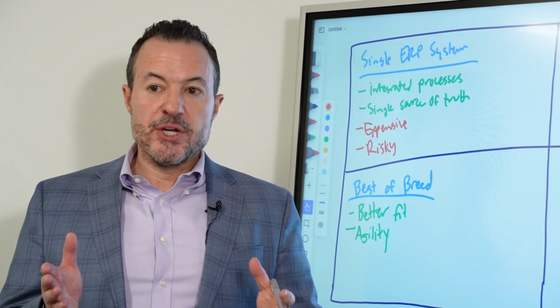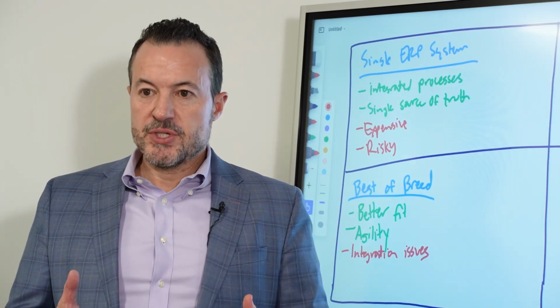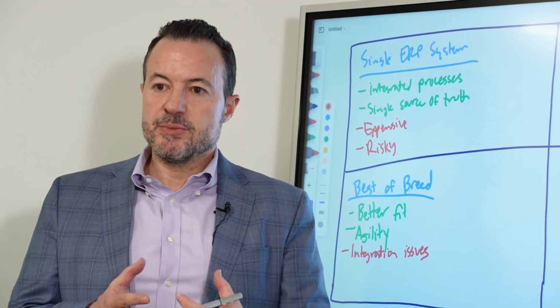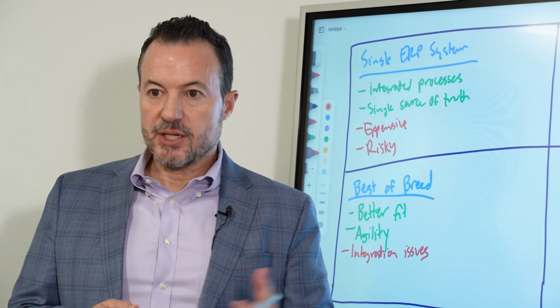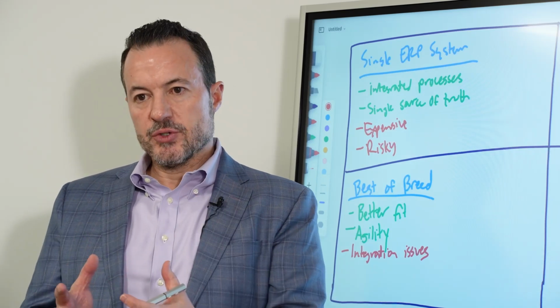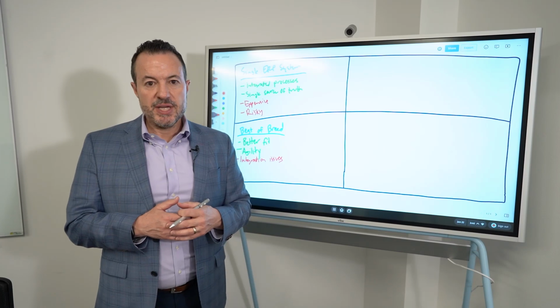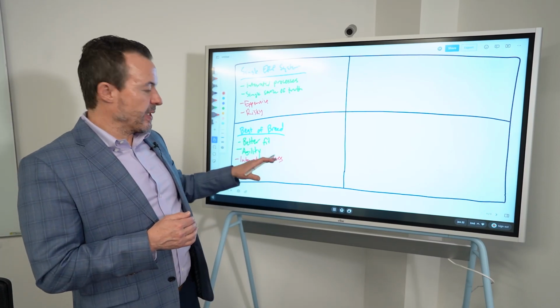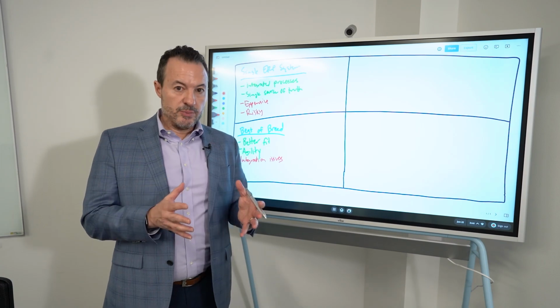The first is integration issues. When you have multiple systems, now you've got to figure out how you're going to tie those systems together so that your processes can flow end-to-end, so that your data can flow, so that you have one single source of truth for data and you're not worried about conflicting data in different systems. And that can be difficult and complex and risky and costly from an architecture and a technical perspective.